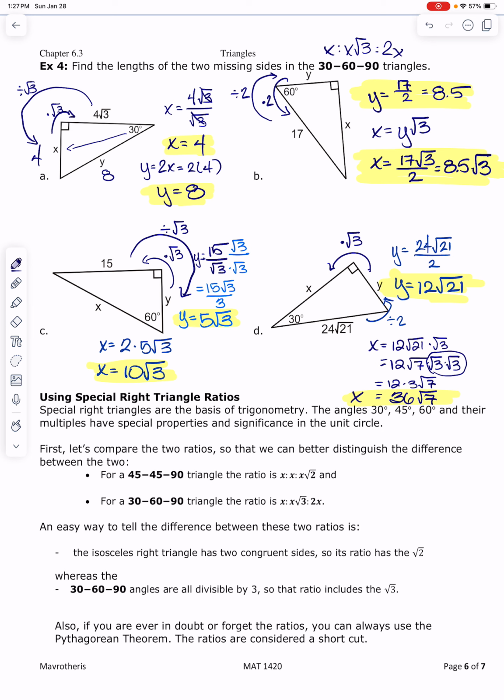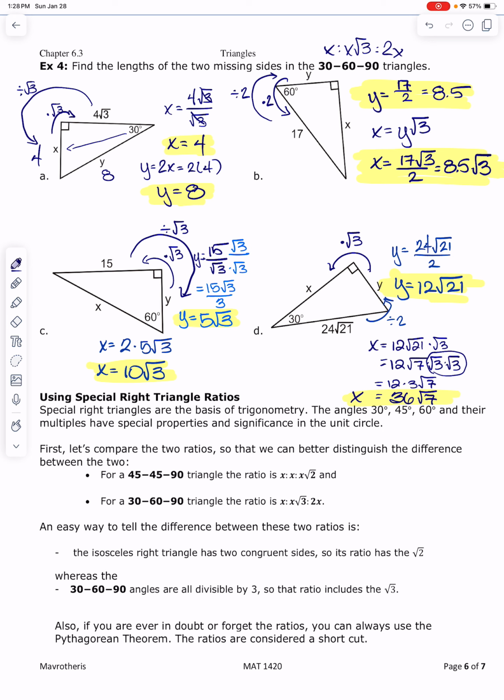The bottom half of this page just runs through the ratios, puts them all in the same place for you. This is something you definitely want to be comfortable with. For our 45, 45, 90 triangle, we know the ratio is x to x square roots of 2, leg, leg, hypotenuse. For the 30, 60, 90, the ratio is x to x square roots of 3, short leg to long leg, to 2x, the hypotenuse.